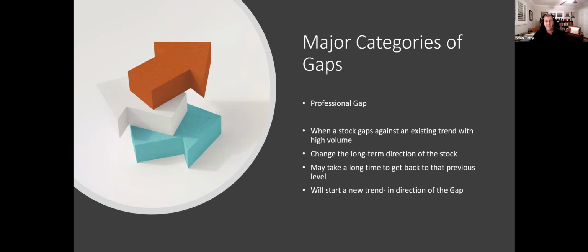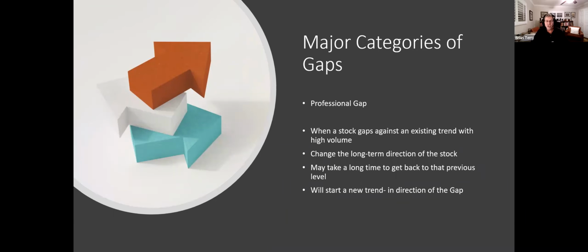And what that is, when a stock gaps against the existing trend with high volume. So you can take a stock that's been either going up or going down on a pretty solid pattern, and all of a sudden it gaps the exact opposite way. So that would be considered a professional gap.